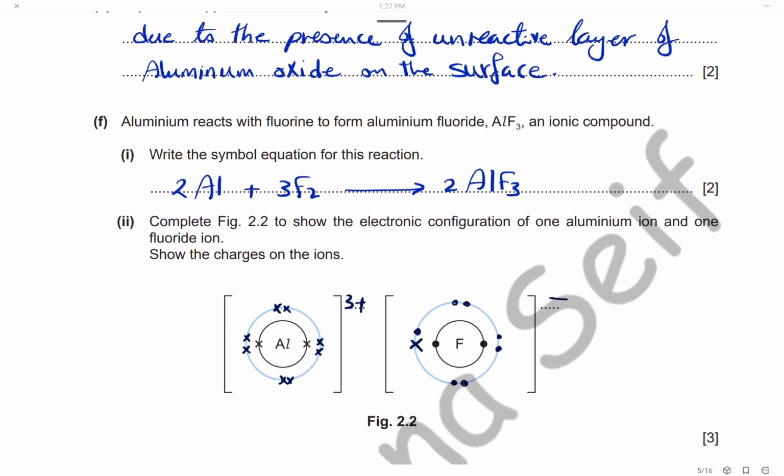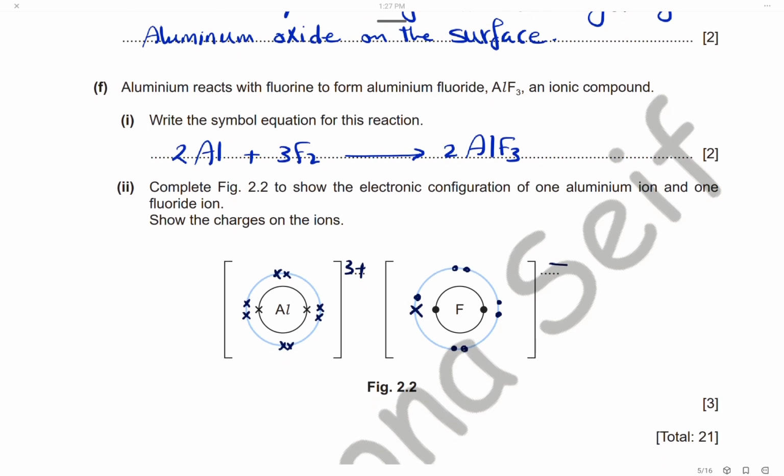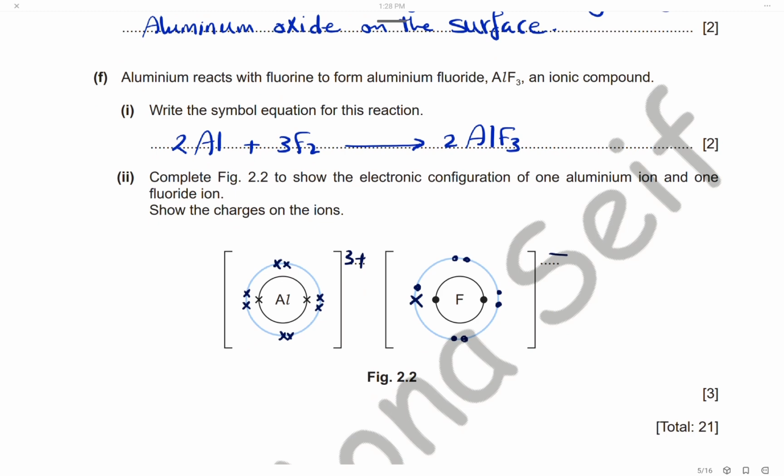Question F. Aluminium reacts with fluorine to form aluminium fluoride, AlF3. This is an ionic compound, so we will write a simple equation for this reaction. Simple means chemical equation, and here the equation is for 2 marks, so we need to balance the equation. Aluminium reacts with fluorine. Remember that fluorine is fluorine gas. It's diatomic, so the formula of fluorine is F2, and the formula of aluminium fluoride formed, already given in the reaction, is AlF3, aluminium fluoride.